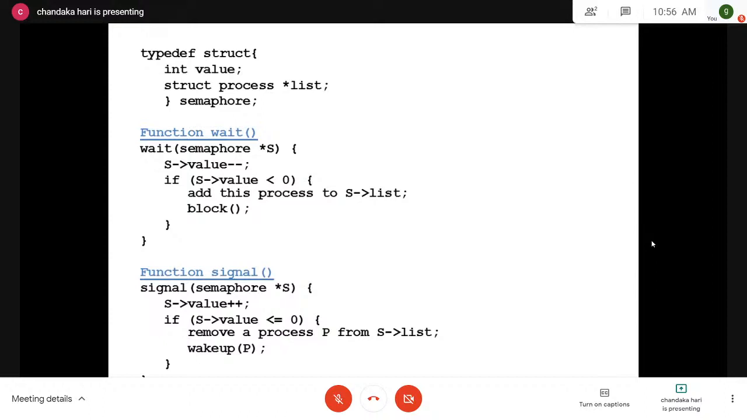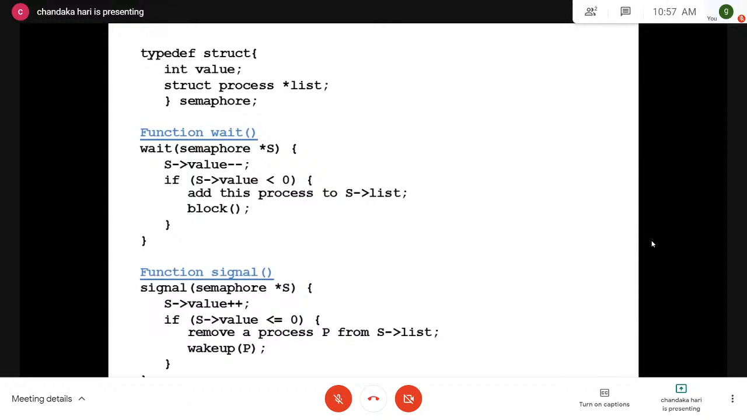Suppose the first process has completed, immediately it issues a call, which we call signal. Now the semaphore value is minus 2. So minus 2 plus plus gives minus 1. Minus 1 is less than or equal to 0. That implies some processes are waiting in the queue. Remove any one of the processes from the linked list and give a wakeup signal to continue the execution in the critical section. This is how it is going to be implemented.